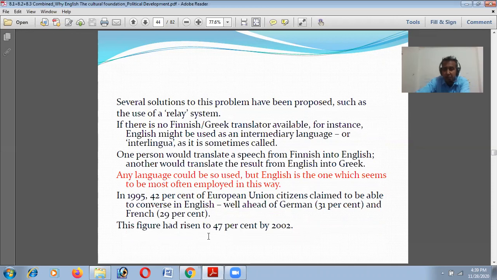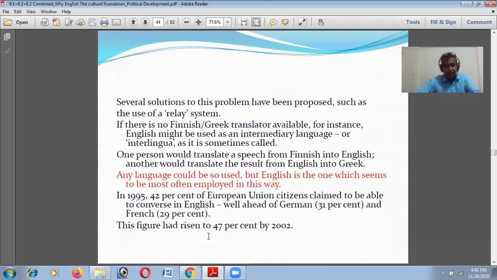Several solutions to this problem have been proposed, such as the use of a relay system. There is no Finnish or Greek translator available, for instance. English might be used as an intermediary language. So in such a case, when a translator of such a language is not found, then English becomes the language for making communication. One language could be so used, but English is the one which seems to be most often employed in this way.